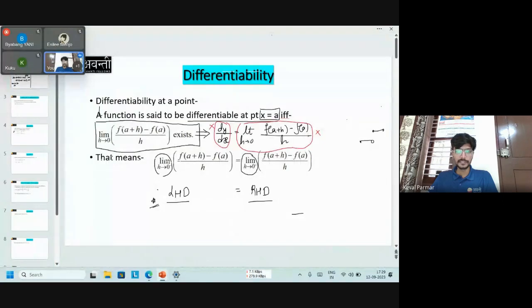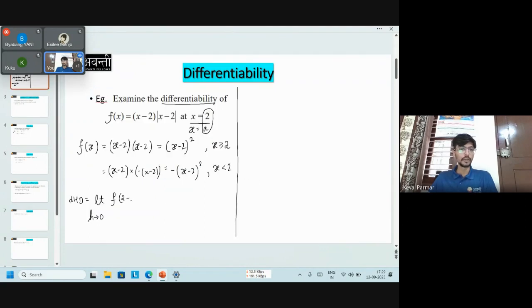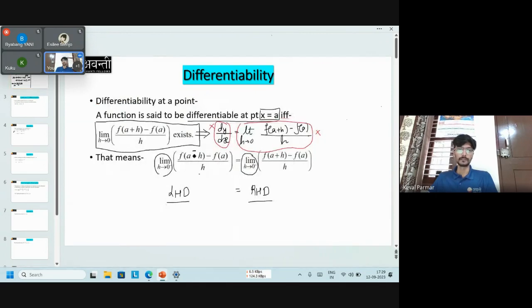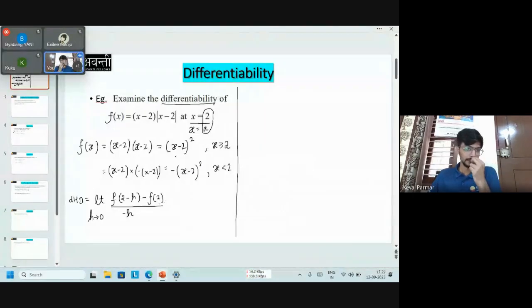I think there is a mistake in this formula. Here it should be minus. So it is f of 2 minus h minus f of 2 upon minus h. Then there will be minus h in the denominator. Okay, this is a change in the formula, sorry for that. So this is the left hand derivative.